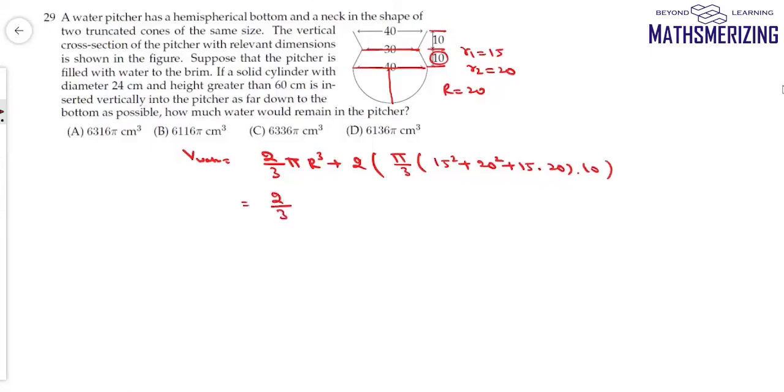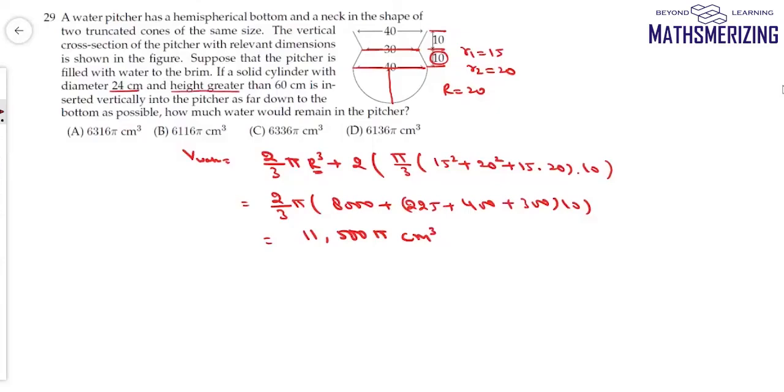So I'll take 2 pi by 3 common, and then r here is 20. So I'll write 20 cube. 20 cube is simply 8000, and then plus 225 plus 400 plus 300 into 10. So I'll get this value as 11,500 pi centimeter cube.